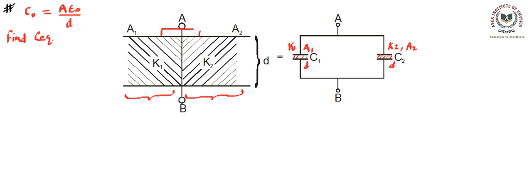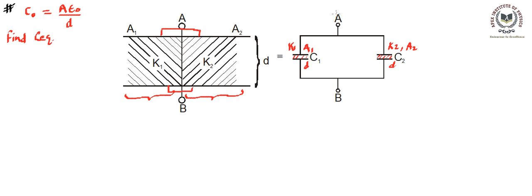That means they are going to make the same potential surfaces. Why? Because this is a single plate or single conductor, and for a single conductor they have the same potential. So this is going to be the same potential. Similarly, these two points will have the same potential.